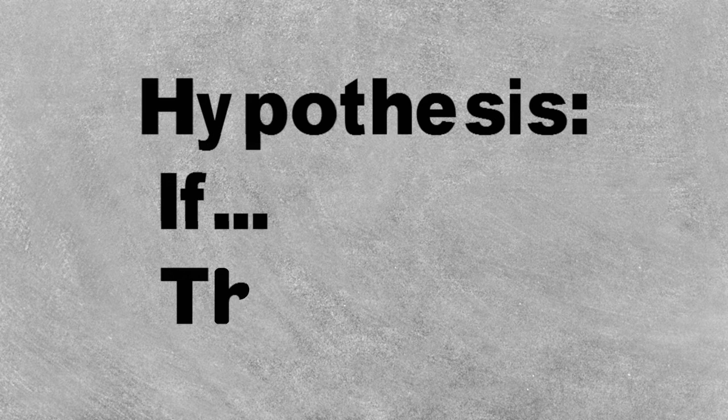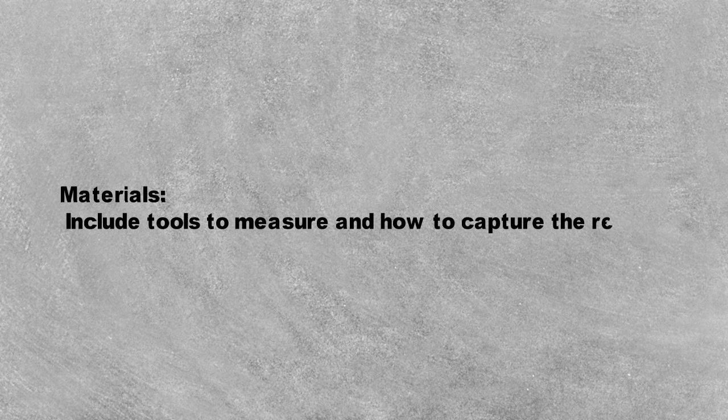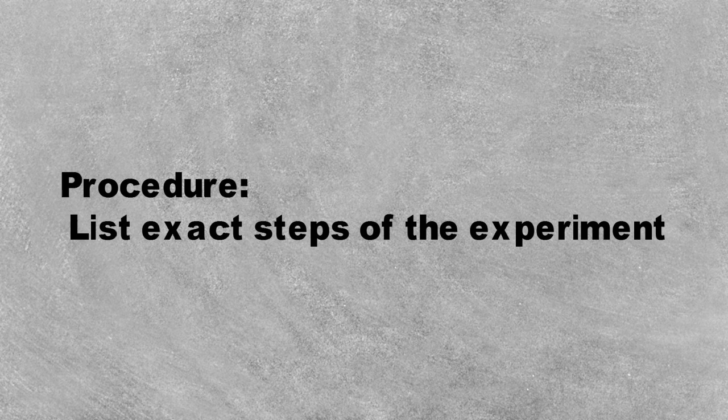Second, hypothesis. A hypothesis is an if and then statement. If you boil water, then the original amount of water will not be the same. The next step would be materials. What are the materials needed to conduct the experiment? Include tools to measure and how to capture the results. Next would be experiment or procedures. You list exact steps of the experiment: what you did first, second, third, fourth, fifth, in a concise way so that another scientist can use it as a blueprint.